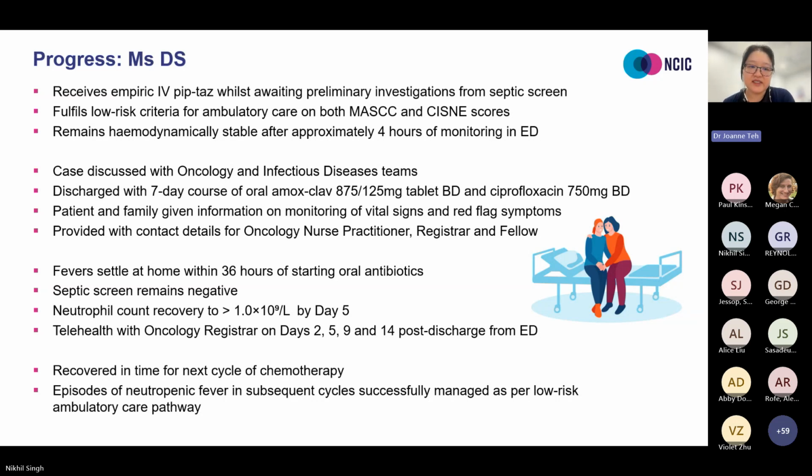She's provided with contact details for the oncology department should things change at home. Reassuringly, her fevers settle at home within 36 hours of starting the oral antimicrobials. Her septic screen remains negative, and her neutrophil count recovers to 1 by day 5, having received pegfilgrastim. She receives close telehealth follow-up over the next couple of weeks to ensure recovery, and she presents in time for her next cycle of chemotherapy.